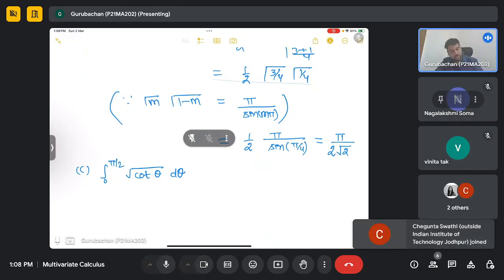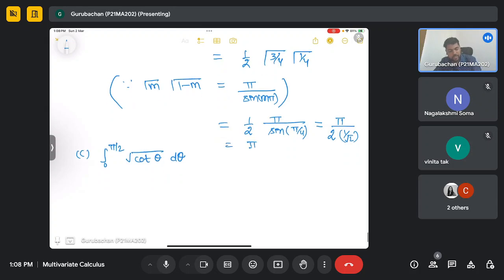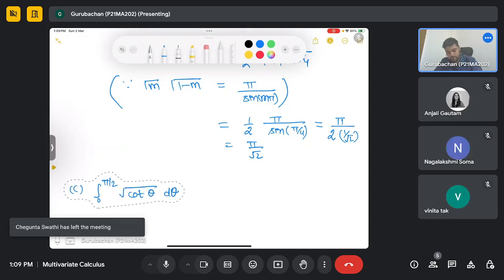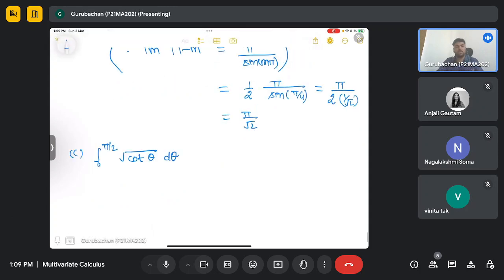Let me correct one thing here: sine pi by 4 is 1 by under root 2. So this will give us pi by under root 2. Now you can try the other part. Try this one, under root cot theta. This can be approached in a similar way as we have done earlier.